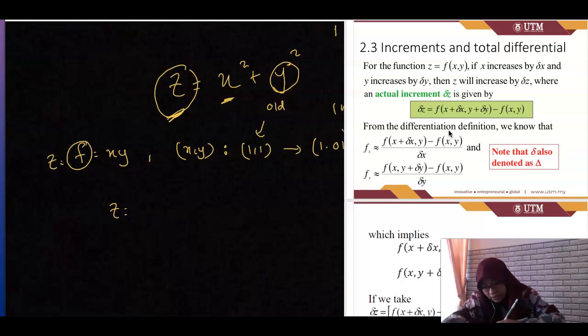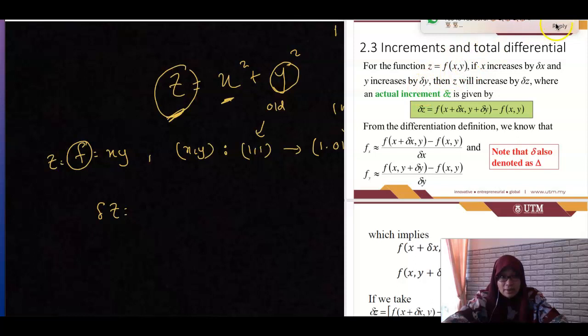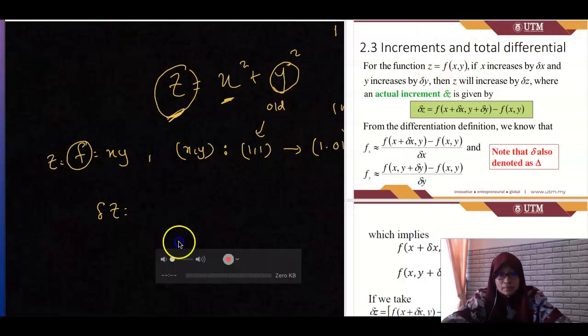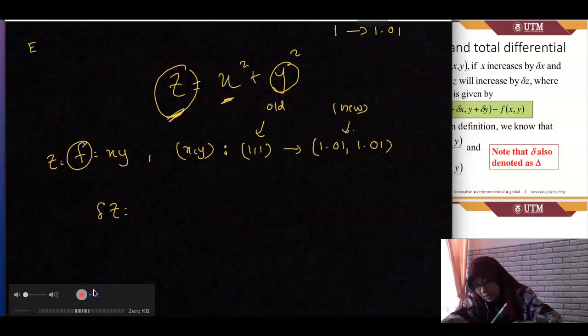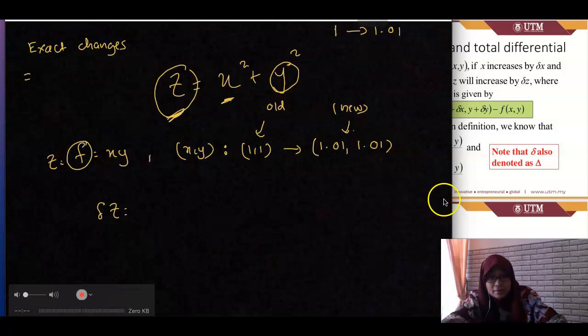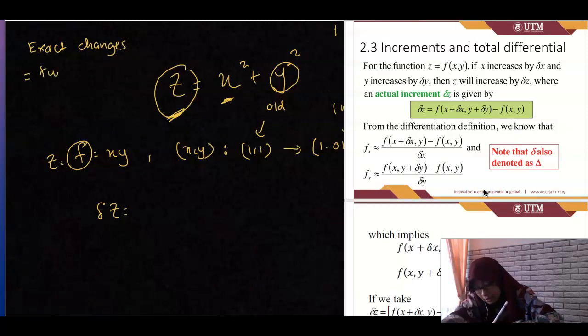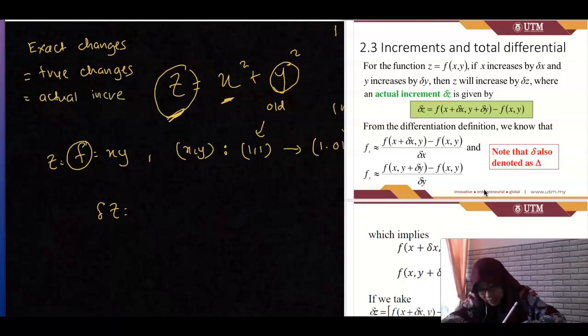The delta z is called the exact change, also known as the true change, or the actual change, or actual increment. So that is about the terms.